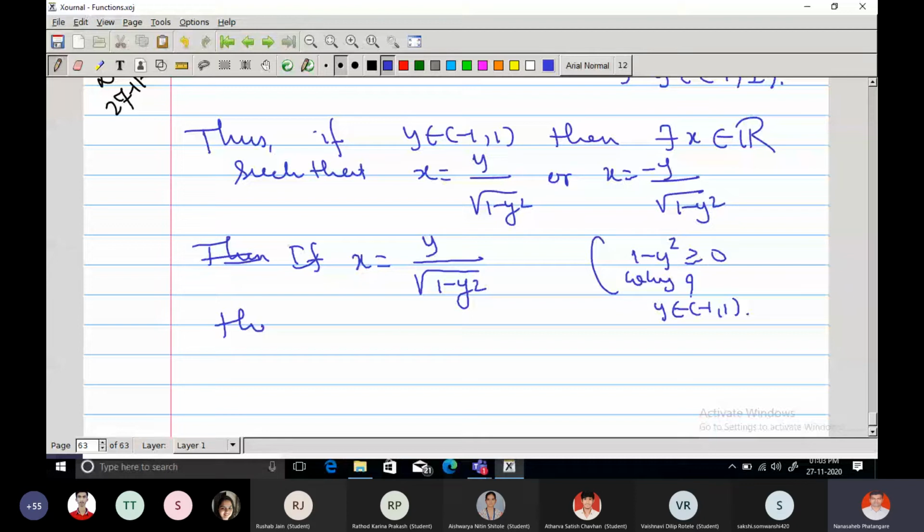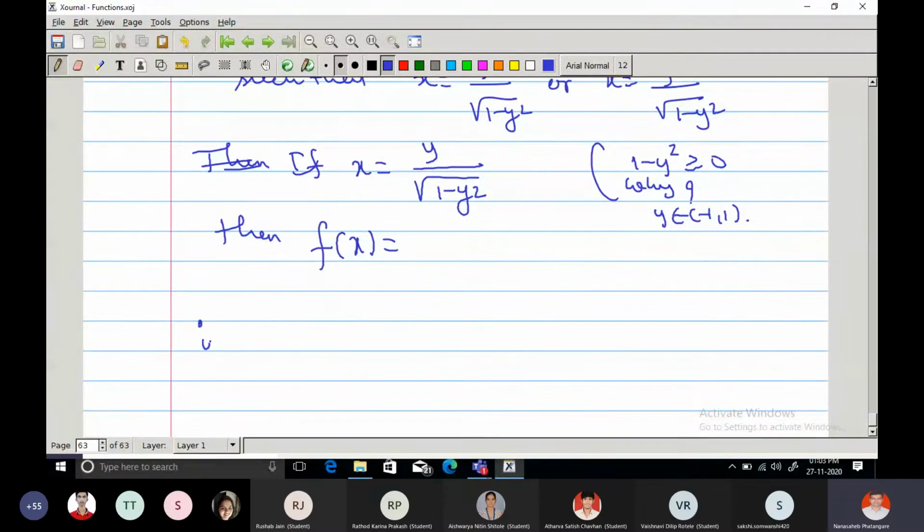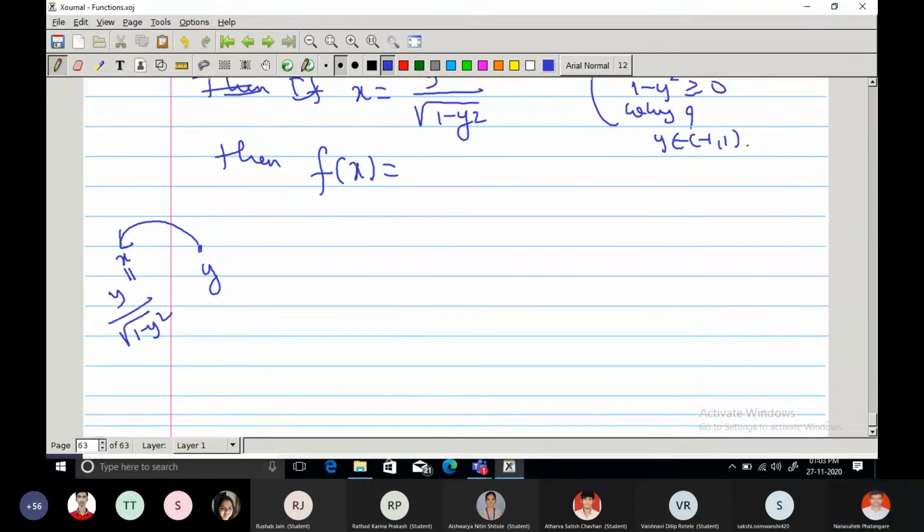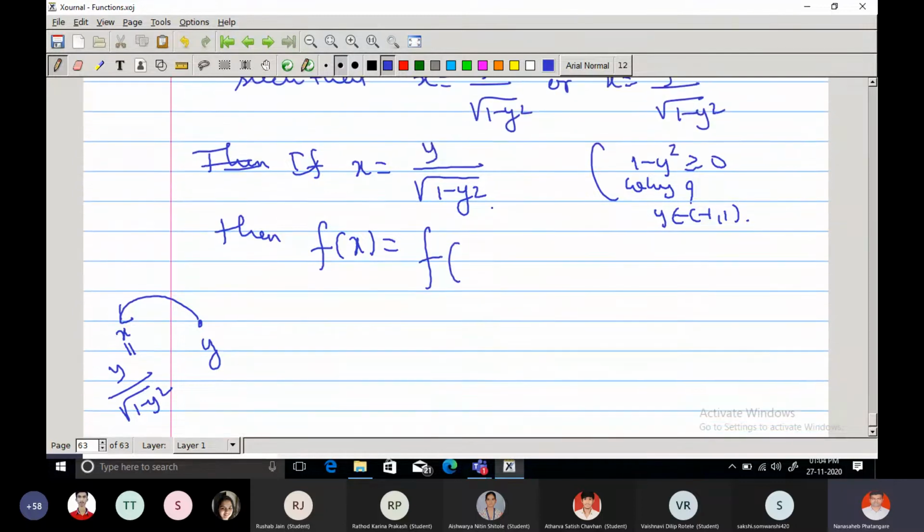So let us check what is f of x. Does it give us y? What we are doing is, we have selected y and we want to produce x in the domain, but we are saying that x is nothing but y upon square root of 1 minus y square. Either you select minus or plus. There are two possibilities. Once you select minus, every time you should select minus. Anyway, is it the preimage of y? That means x is y upon square root of 1 minus y square.